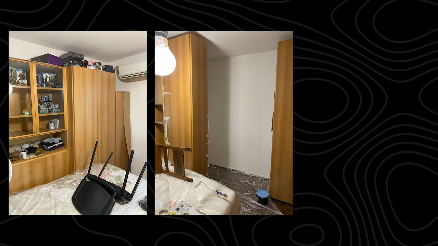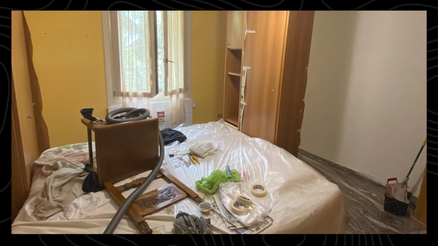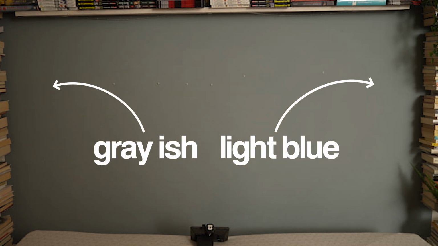This is the room that I started with. It was pretty ugly because it was my bedroom when I was a child, and then I decided to transform it and kind of remodernize it a little bit by removing this orange closet and then by repainting the wall in the back. Instead of having it yellowish, I painted it light blue, kind of grayish.